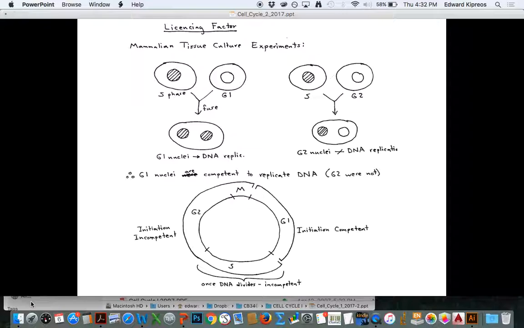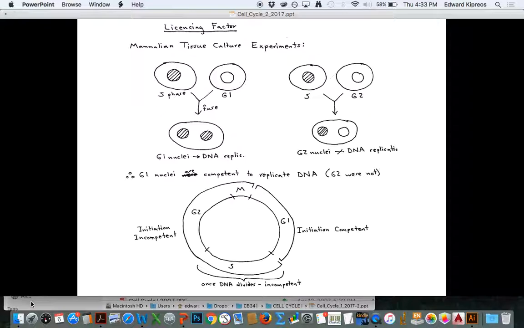So here they're going to do cell fusion experiments between a cell in S phase that's replicating its DNA, this slanted line, and a cell in G1 that's not. They fuse them together, and immediately there's some factor in the S phase cell that makes the G1 cell replicate its DNA. Okay? So as soon as they fuse, there's some S phase promoting factor that makes the G1 nucleus replicate its DNA. All right? But now if you do the same experiment with an S phase cell and a G2 cell, which has already replicated, and you fuse them together, whatever that S phase factor is does not work on the G2 nucleus, and does not replicate its DNA.